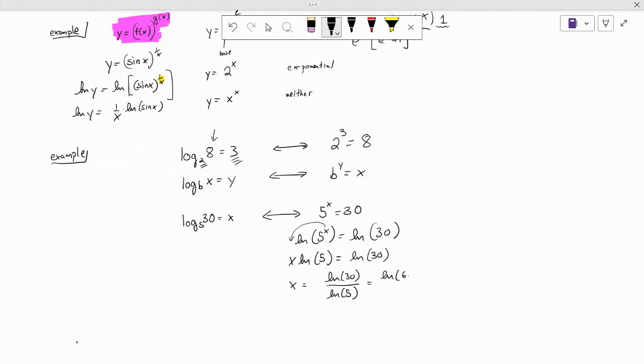I guess this does simplify it. 30 is 6 times 5. So log of 6 times 5 is the same as log of 6 plus log of 5. So I guess we could write our answer as log of 6 divided by log of 5, plus 1.